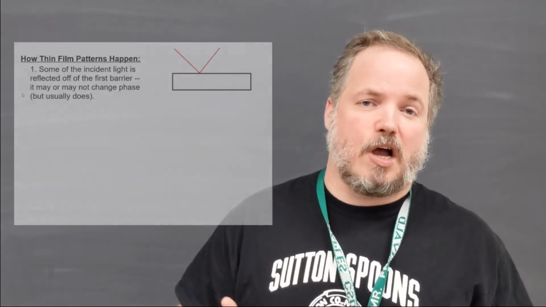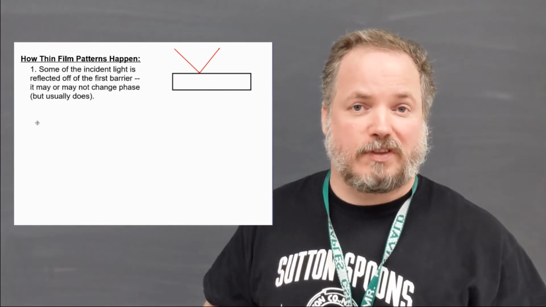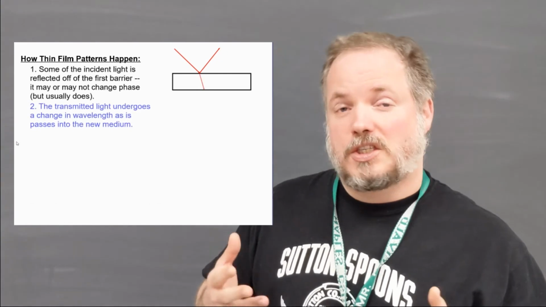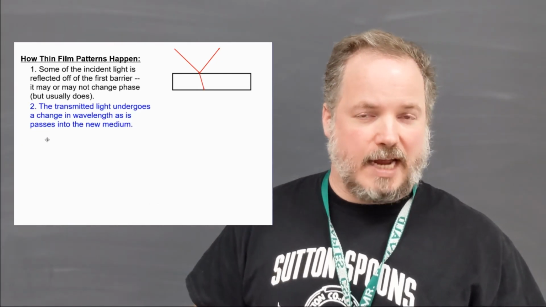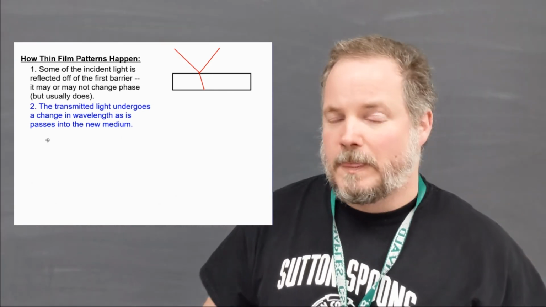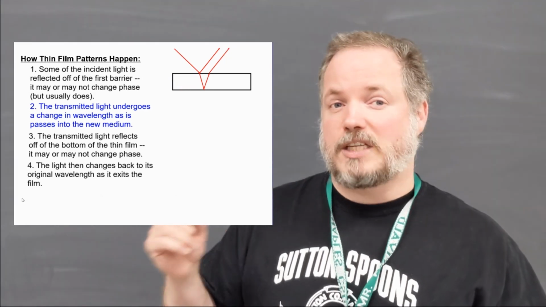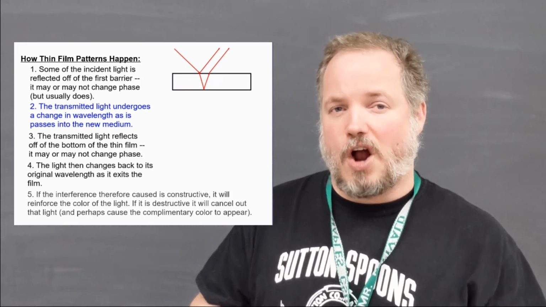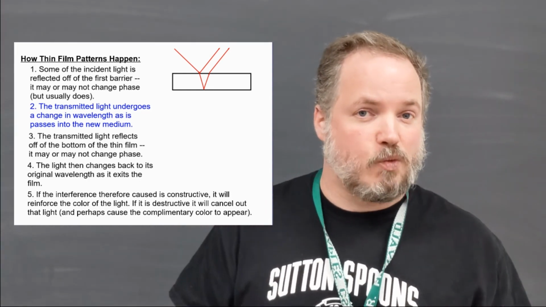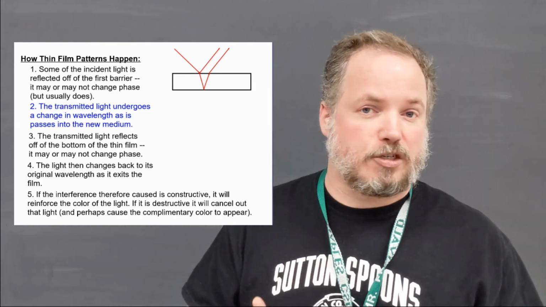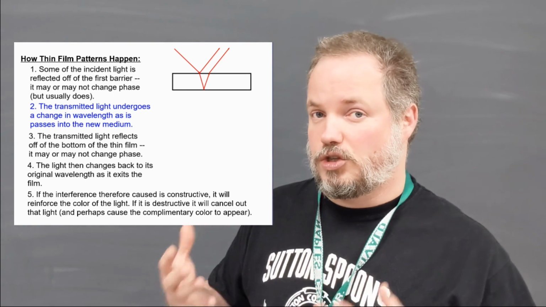You have a light ray that comes down and hits the first surface, and part of that light is reflected up and away. Some of it, however, is transmitted and refracts inside, changing wavelength as it goes. It then hits the lower surface, reflects, and then refracts back out. Those two light rays are now a different distance apart, and if that distance is half a wavelength for a particular color, you'll get destructive interference. If that difference is a full wavelength, you'll get constructive interference.